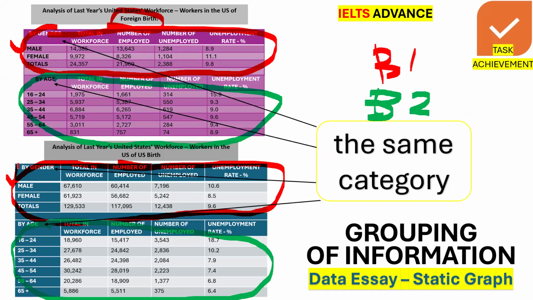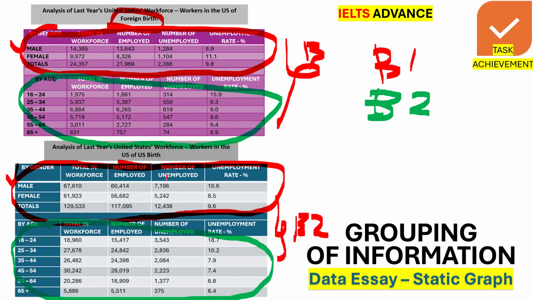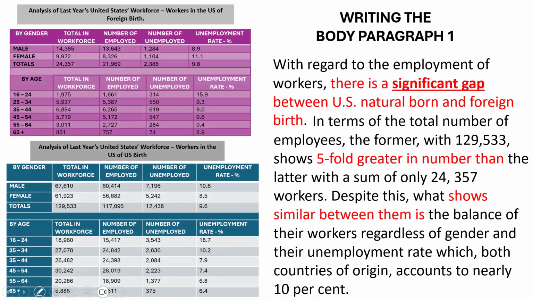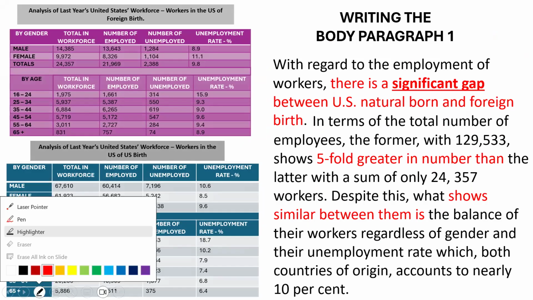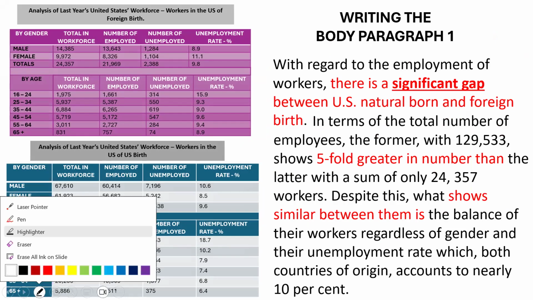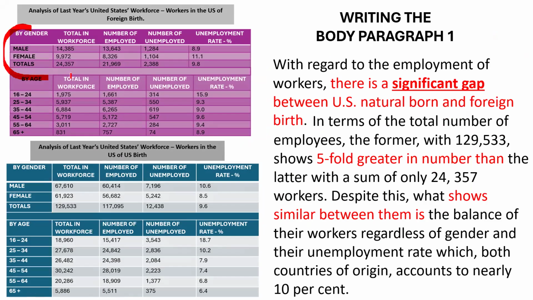Okay, so we don't write this in body paragraph 1 and this in body paragraph 2. Okay, instead we combine like this. All right. So for example, this is an example body paragraph 1. All right. So the example body paragraph 1 here shows about gender. All right. Here in both tables.